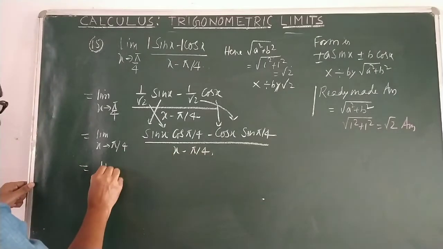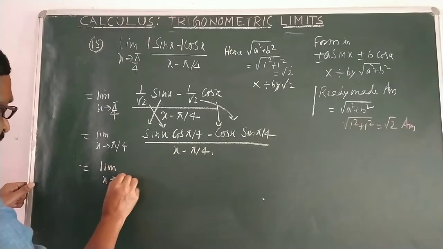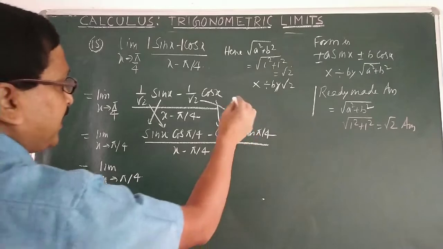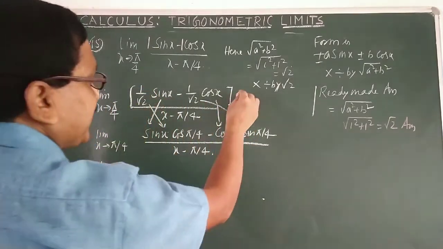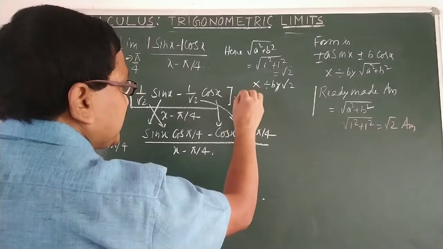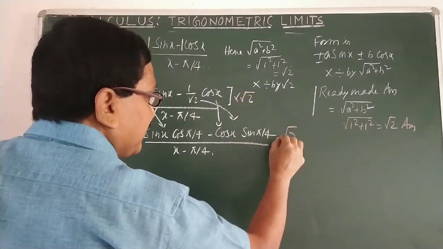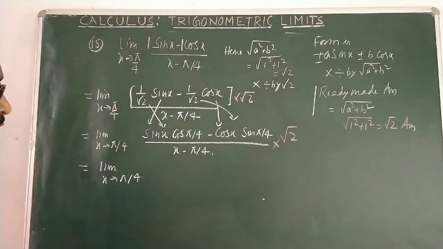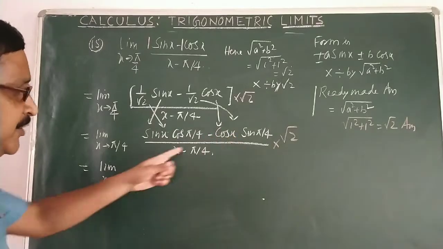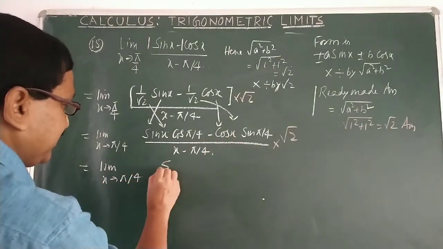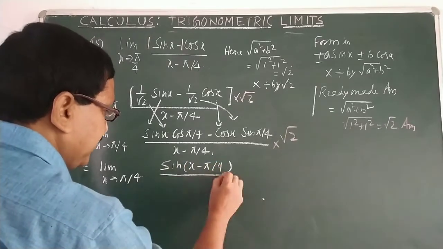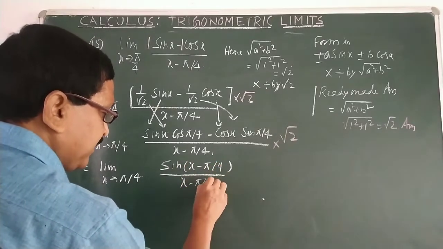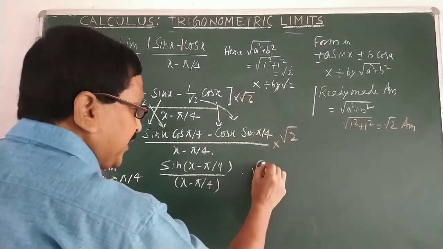Now this is set in the formula. Limit x tends to pi by 4, and at the same time I have suggested you to multiply also by root 2. So this root 2 will be there as usual. Now this is sin A into cos B minus cos A into sin B, sin of A minus B, upon x minus pi by 4, and this is your root 2 as usual.